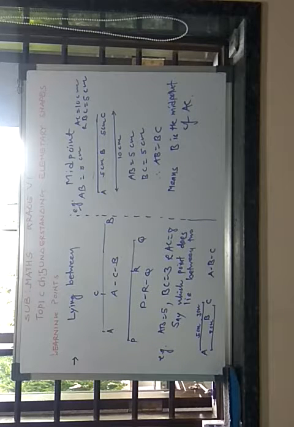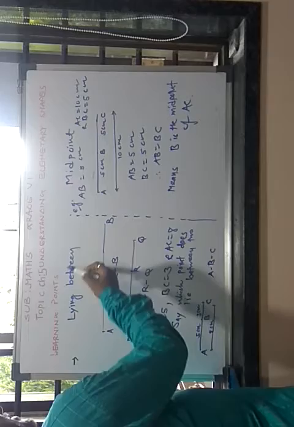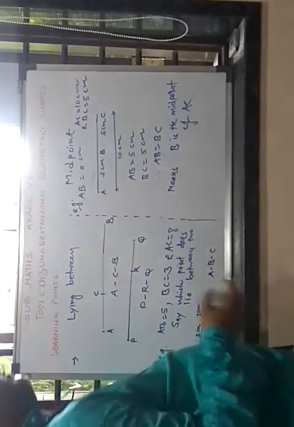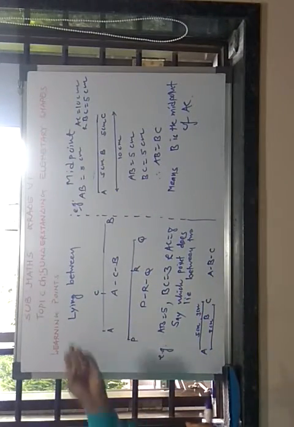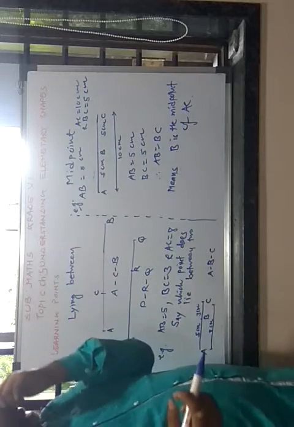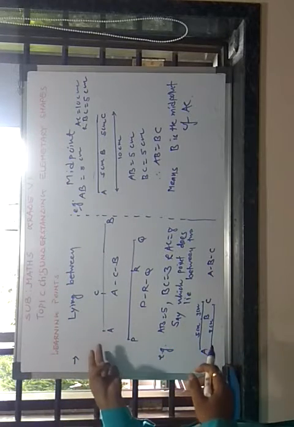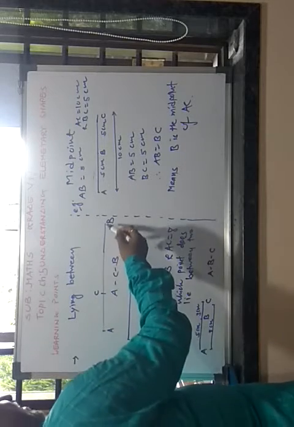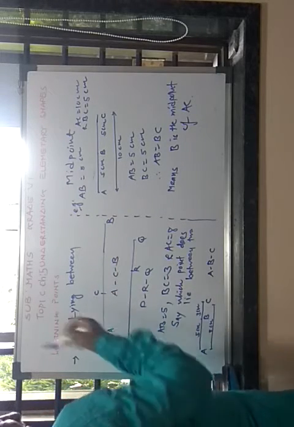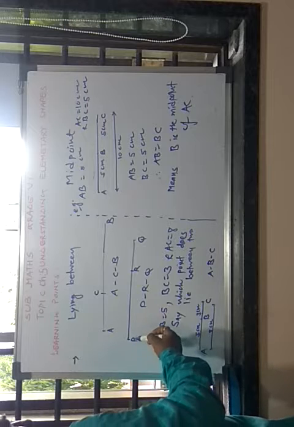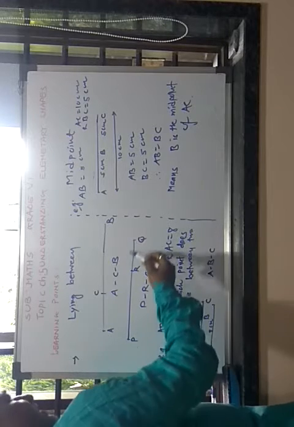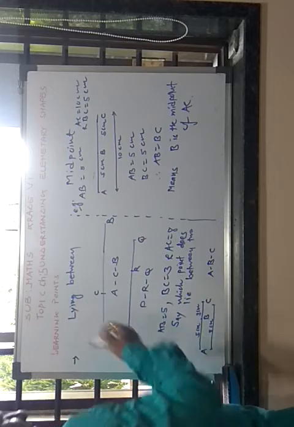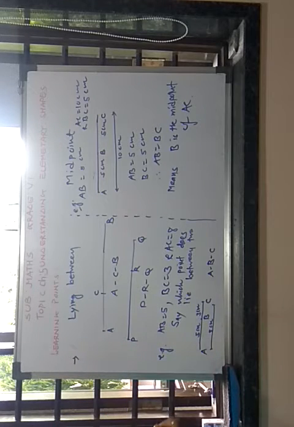Next point, line between and midpoint. What is the difference between the term line between and midpoint? Here you can see I have drawn this line segment AB, then C is somewhere here. Here also another line segment PQ, and R is somewhere here. So line between means what?